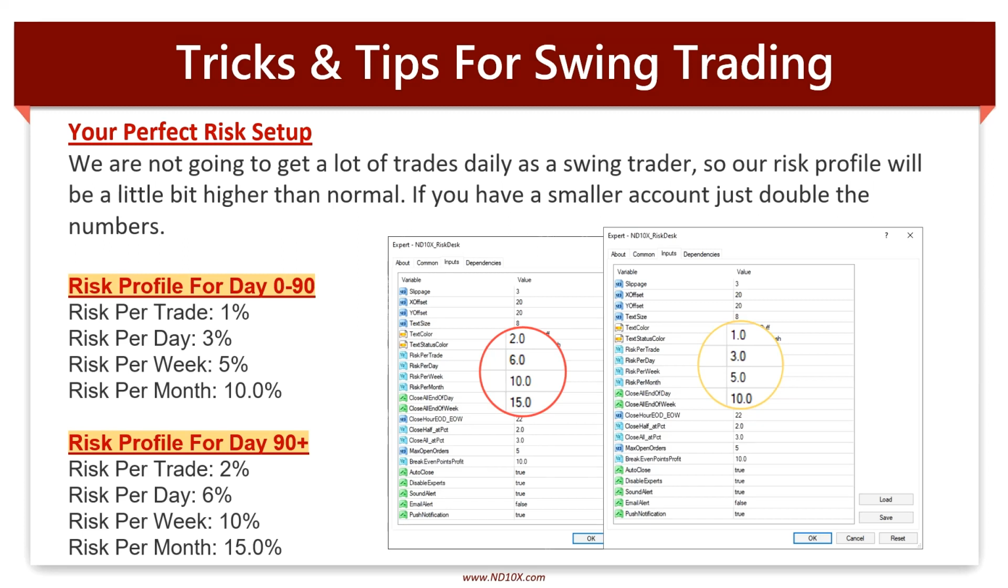We're going to go with the risk per trade being 1%, risk per day 3%, risk per week 5%, and risk per month 10%. Now, after that 3 months period, I want us to use a little bit higher risk profile. We're going to go with the risk per trade being 2%, risk per day 6%, risk per week 10%, and risk per month 15%.